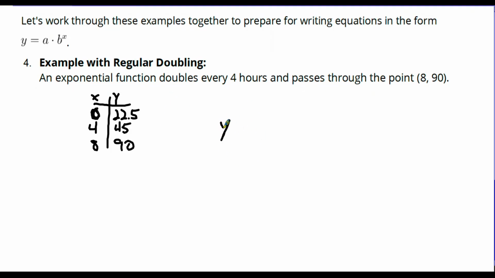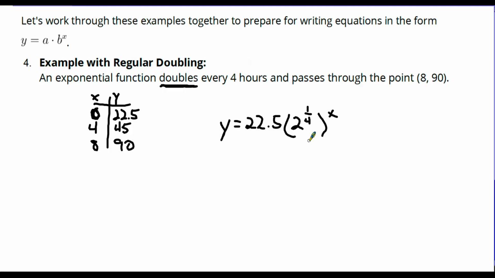So when I'm writing my function, my starting value, or my y-intercept, is 22.5. Now, my growth factor. We know that doubles means a growth factor of 2, but that is occurring every 4 hours. So if I want to change this to a growth factor every 1 hour, I need to raise 2 to the 1 over 4 power, and then again to the x power. Now, if I put 2 to the 1/4 into the calculator, that's going to be an ugly decimal. So I can just leave this as 2 to the 1/4 power, as my final answer, to have a nice exact growth factor here.